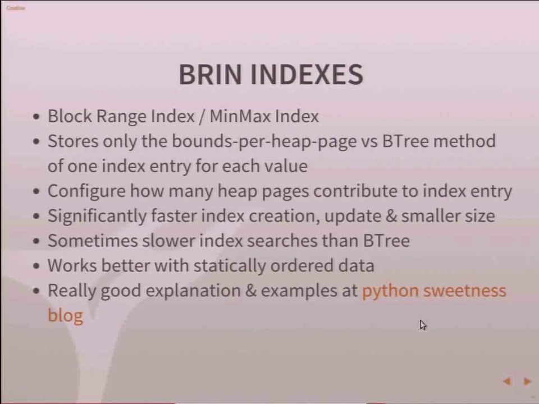I found a really, really good example on this blog called Python Sweetness. He goes through and explains how normal B-tree indexes work and how the entries work, and he goes through a detailed explanation of how the BRIN indexes actually work as far as using the boundaries on the heap pages and how you can adjust them. So I recommend going there if this is something you're curious about.